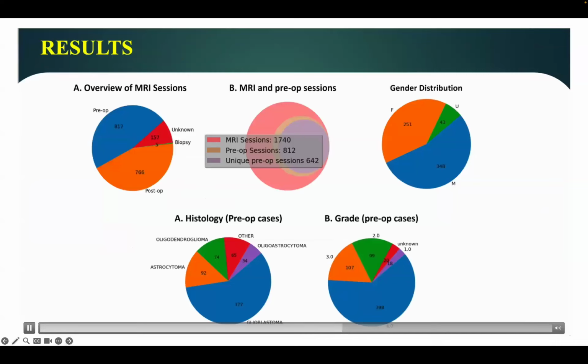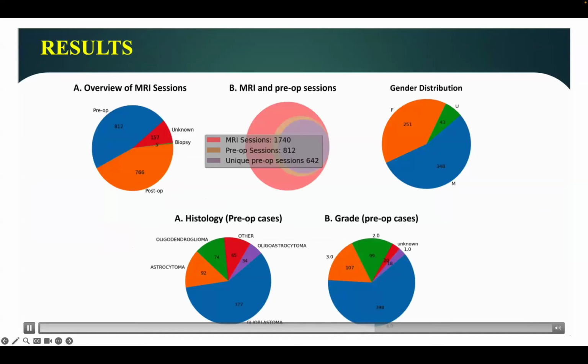Now for the results. Of all the MRI sessions, 812 were identified as pre-op, 766 were identified as post-op, 5 identified as biopsy, and 157 cases were unknown. Starting from 1,740 total MRI sessions, we identified 812 pre-op sessions, and from the 812 sessions, 642 cases were unique or not duplicates.